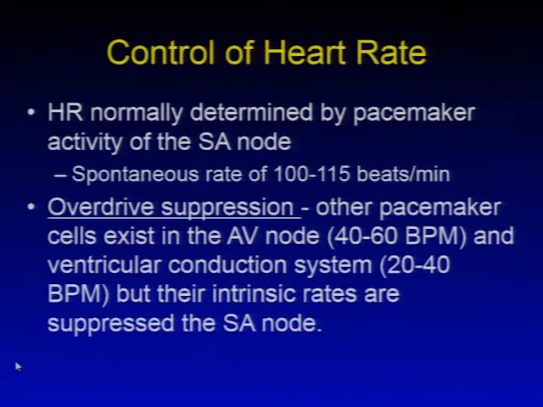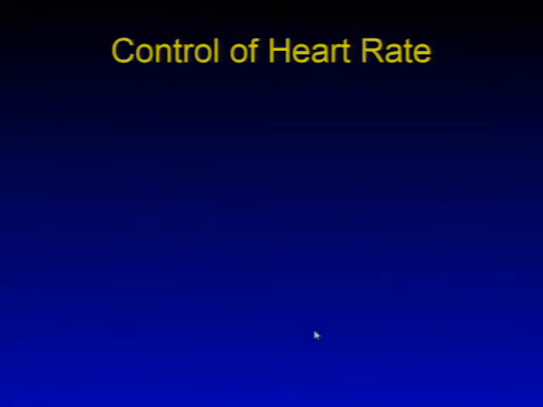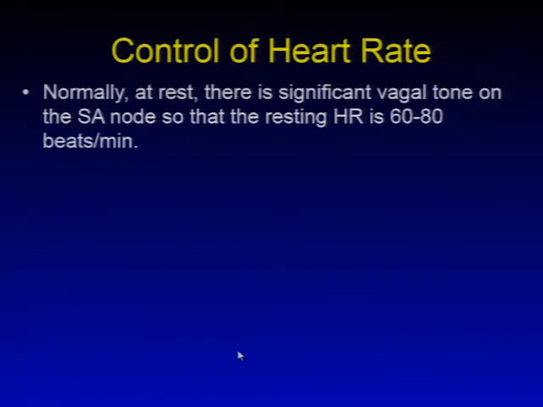Within the heart, the AV node also has an intrinsic rate, which is typically 40 to 60 beats per minute. As well, the ventricular muscle itself can generate its own heart rate of about 20 to 40 beats per minute. But within the heart, whichever site has the highest heart rate will overdrive the others. So why, again, is the resting heart rate not in excess of 100 beats per minute?